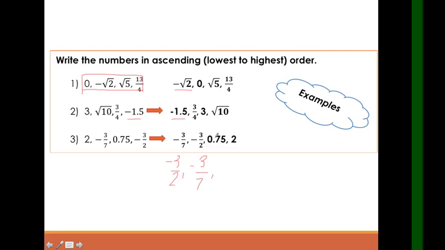And sa positive, these are correct. 0.75 ang una because it is smaller than 2. And the last or the final number is 2. Okay, so this one is wrong. Okay, so this is the correct sequence, ascending order of this set of real numbers.